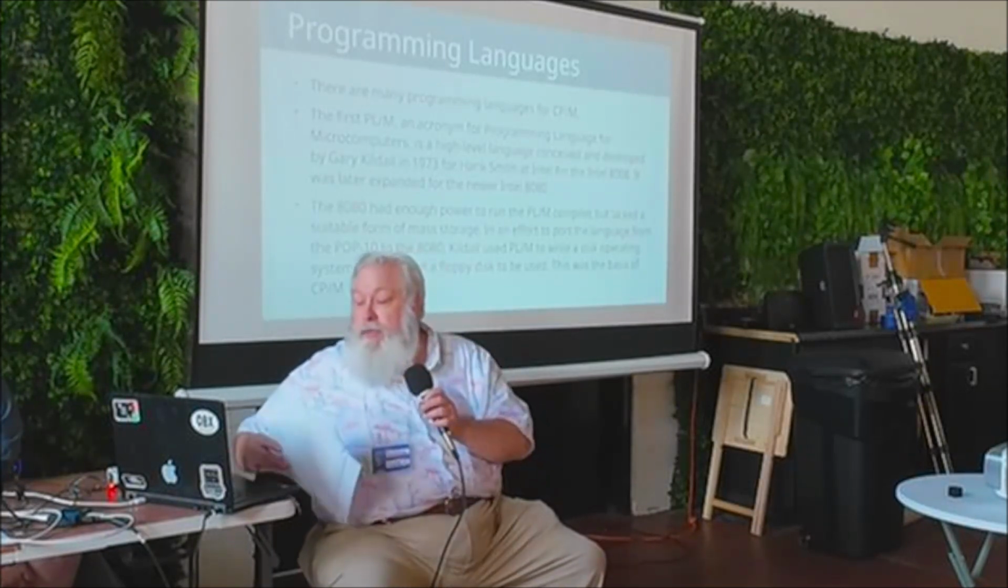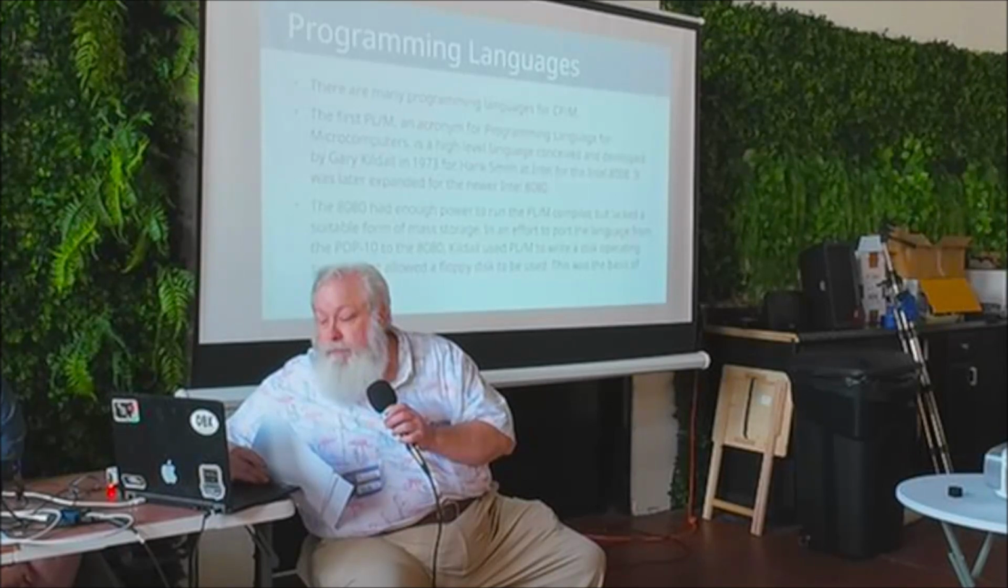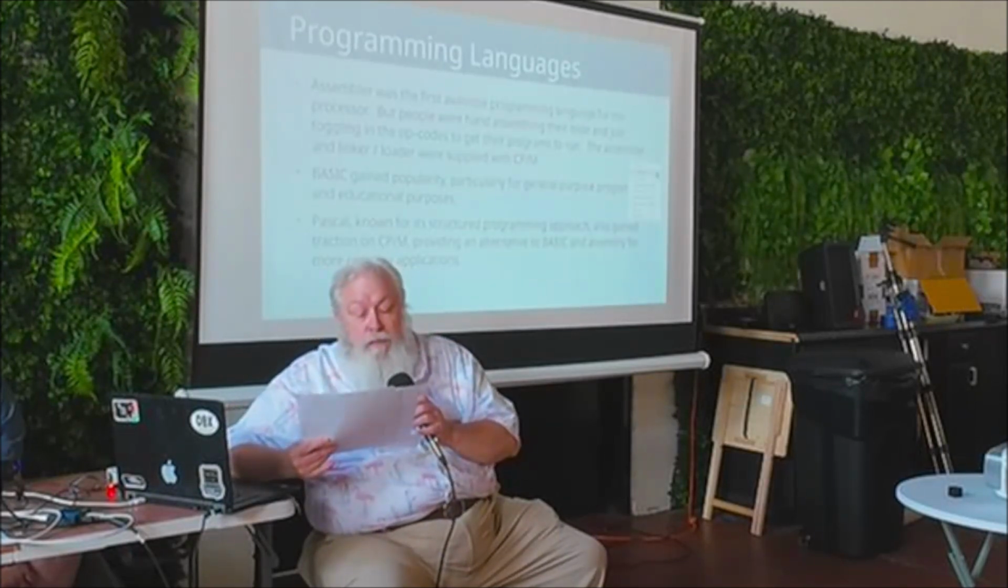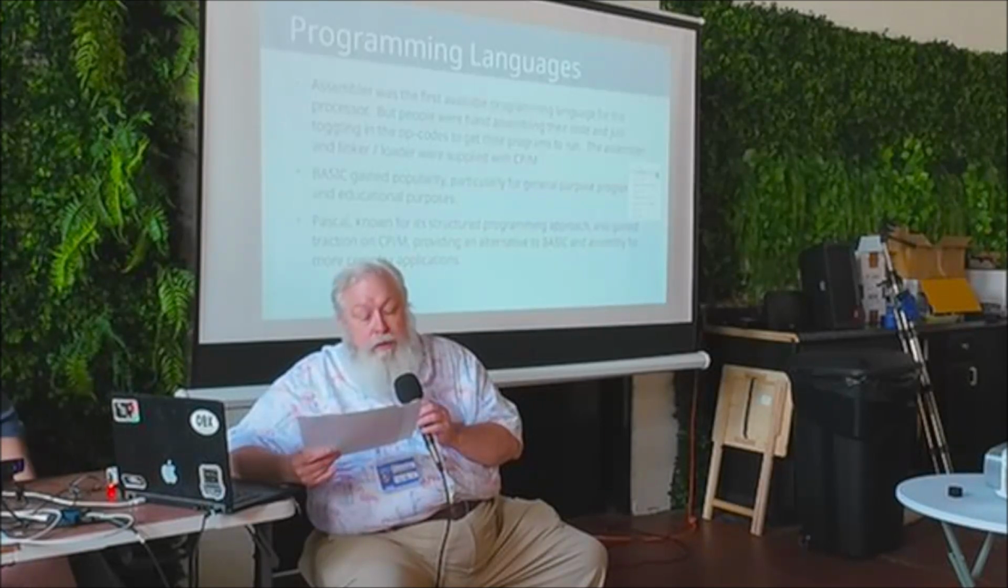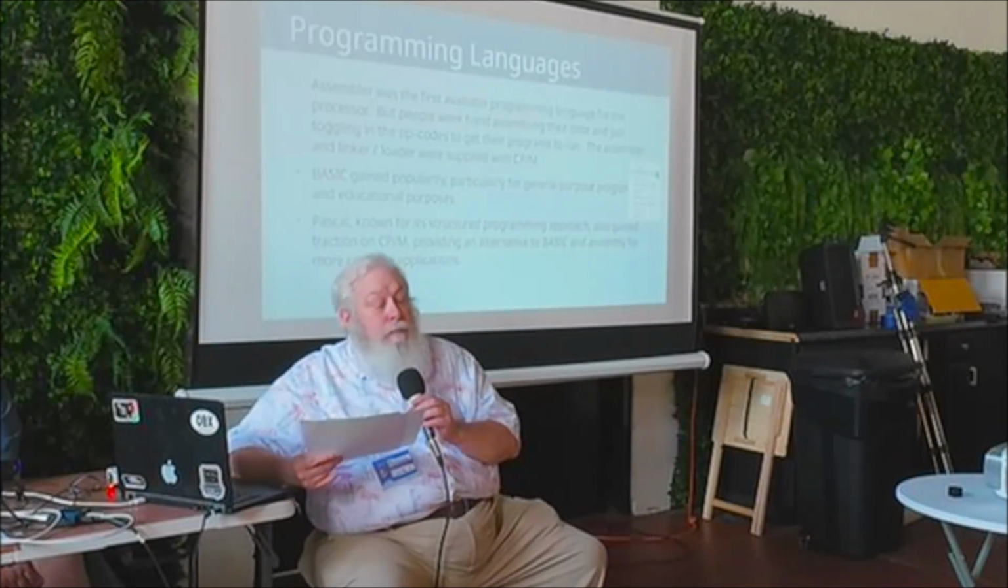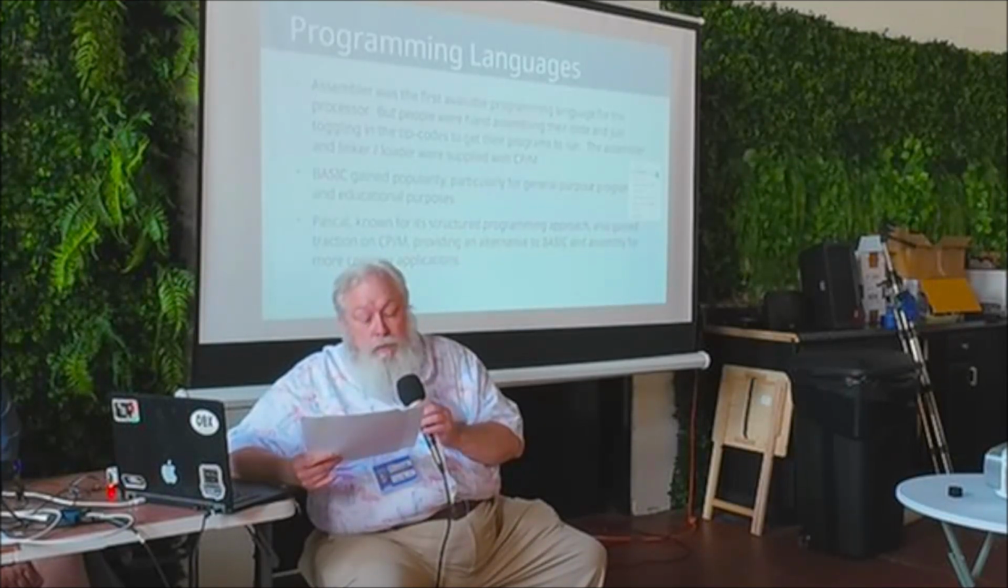Assembler has always been the first available programming language for a new processor. With the 8080, people were hand assembling their code and just toggling in the opcodes on the front panels to get the programs to run. An assembler and a linker loader were supplied with CP/M.